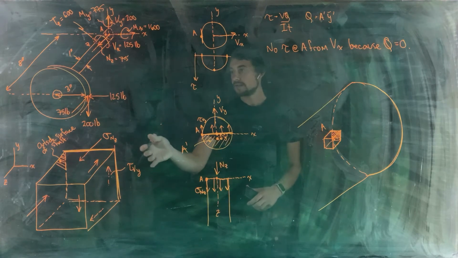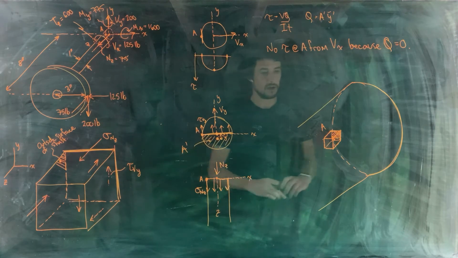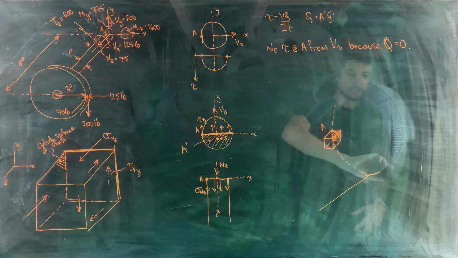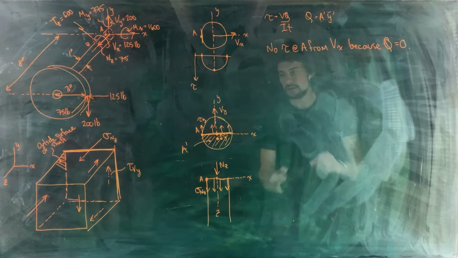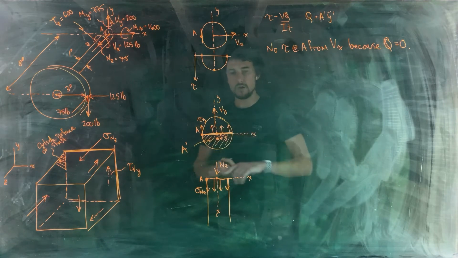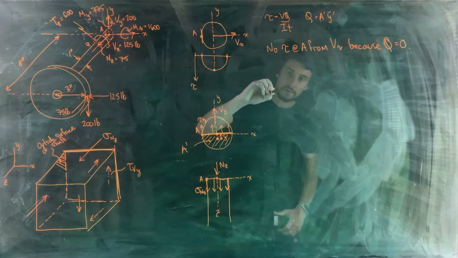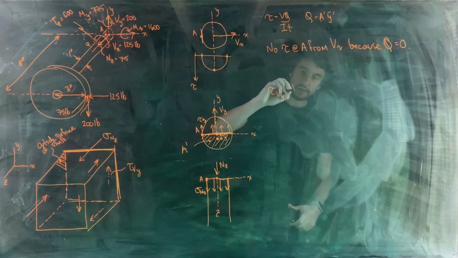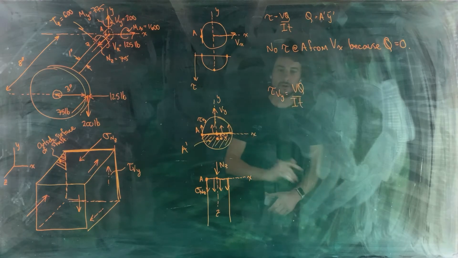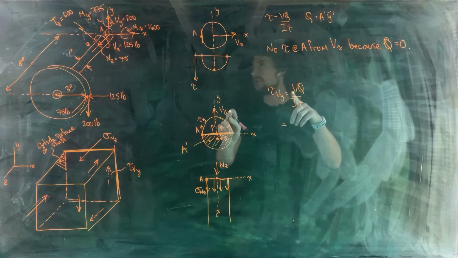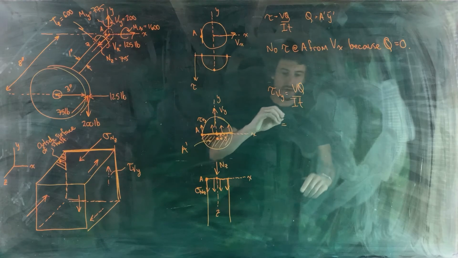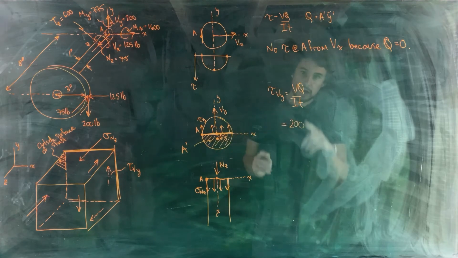Now let's calculate the magnitudes of both of these. So let's start with tau Vy. Tau Vy is going to be given by Vq over It here. What is our shear force? Our shear force is Vy, which is 200 pounds.